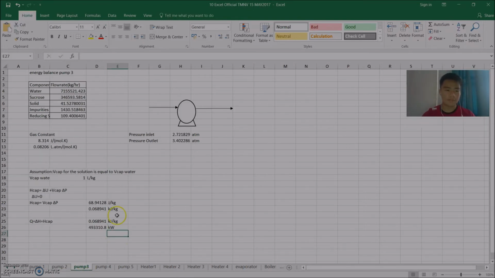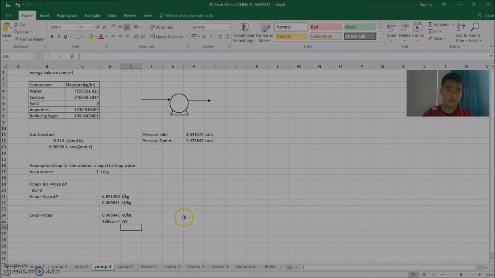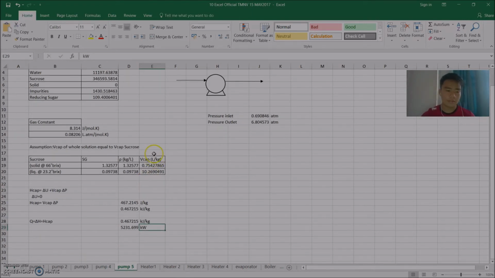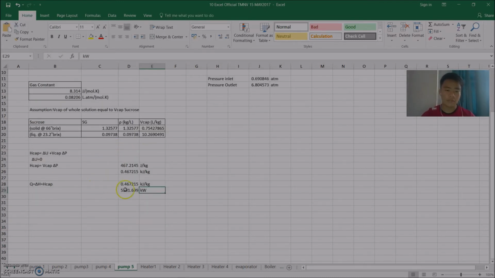For the third pump, first we assume that the specific volume of the solution equals the specific volume of water, and we calculate the final Q equal to 493,310.8 kilowatts. For the fourth pump, it is the same thing, where we get Q equal to 438,953.77 kilowatts. For the fifth pump, we assume that the specific volume of the solution equals the specific volume of sucrose. So Q equals 5,231.699 kilowatts. Thank you for listening.